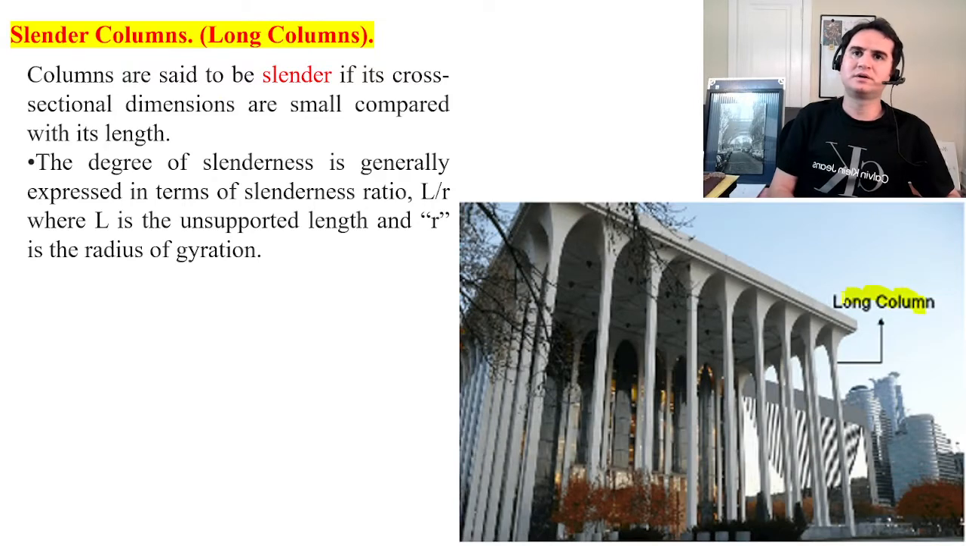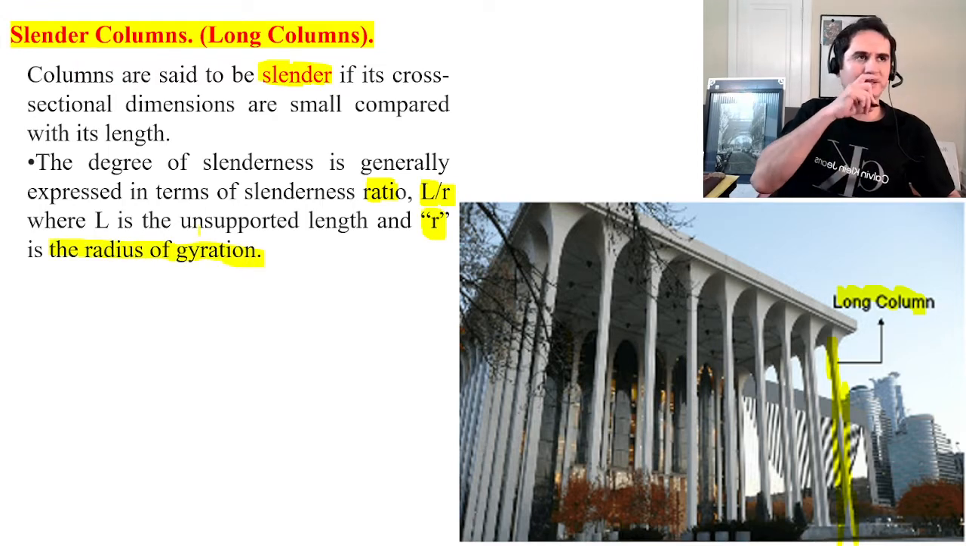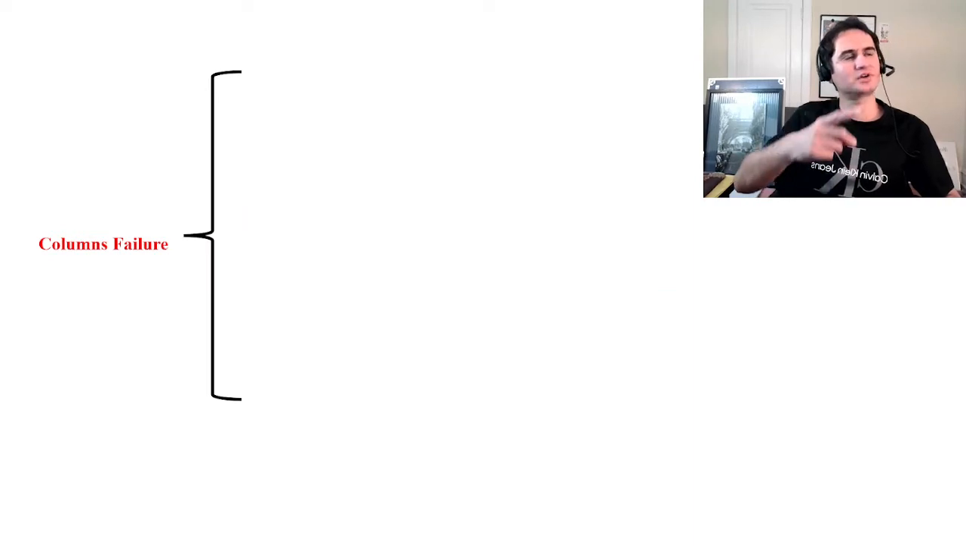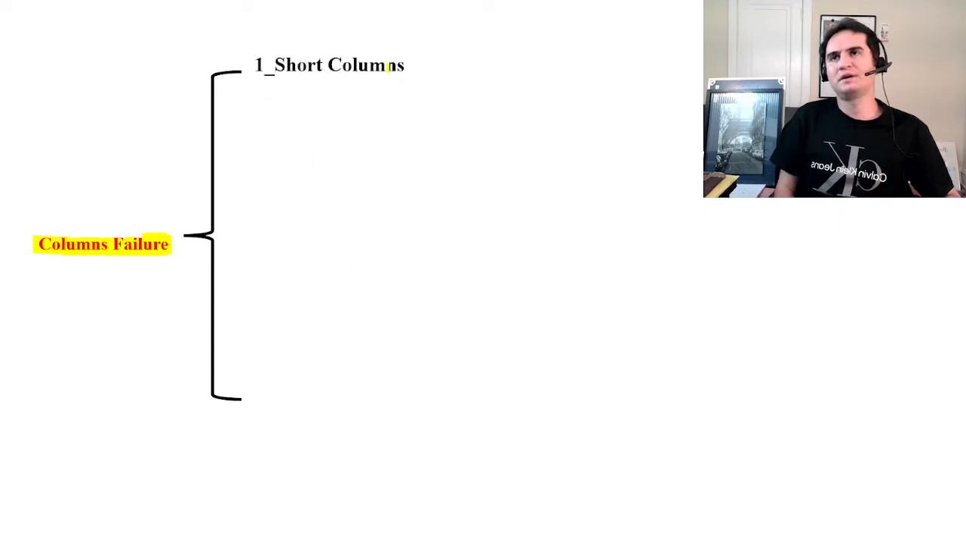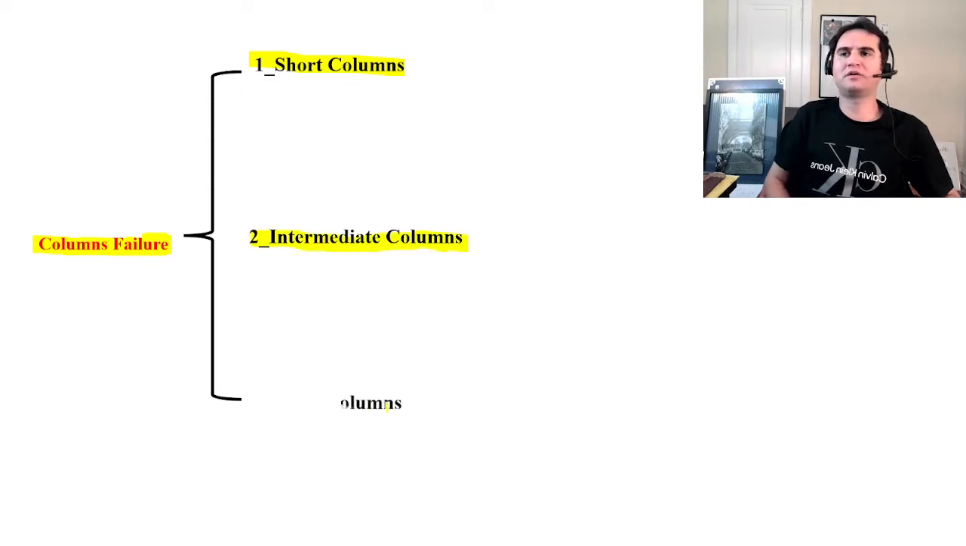On the other side, long columns are thin and far longer in comparison to the short ones, and they are controlled by a term called slenderness. That's the ratio of length to the radius of gyration. We'll talk about it in detail later on. So that was a brief introduction about short and long columns, and let's jump to column failures, which are categorized in three main groups: failure of short columns, failure of long columns, and also failure of the middle ground of them, that is, intermediate columns.